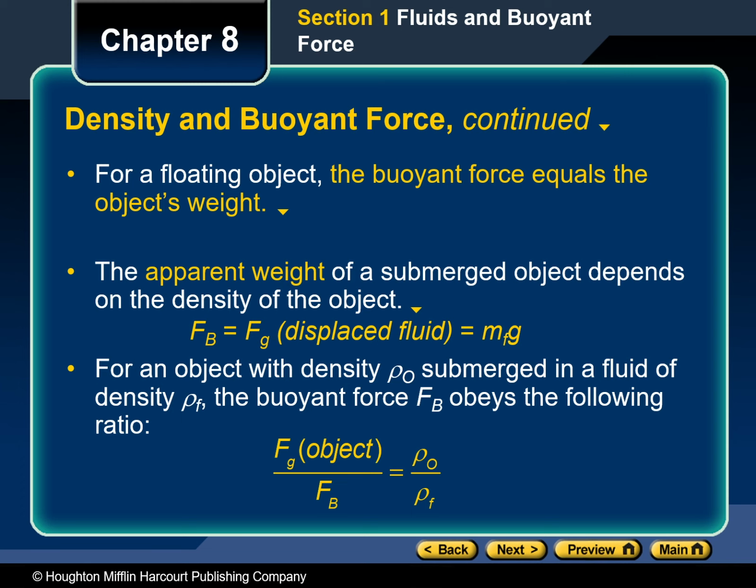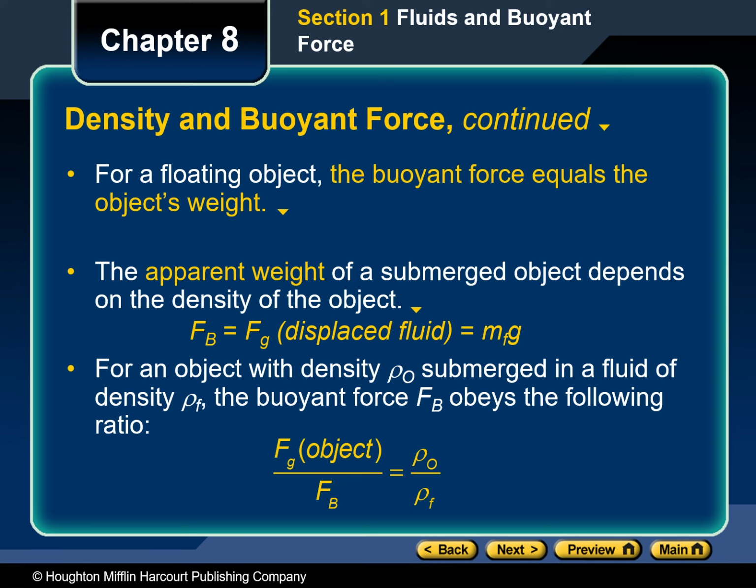So if the object's density, meaning rho, is greater than the fluid density, the net force is negative, meaning downward, and the object sinks. If the object's density is less than the fluid density, the net force is positive, meaning upward, and the object rises to the surface and floats. If the densities are the same, the object hangs suspended underwater.